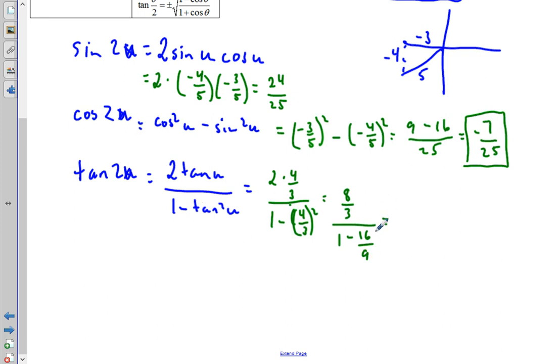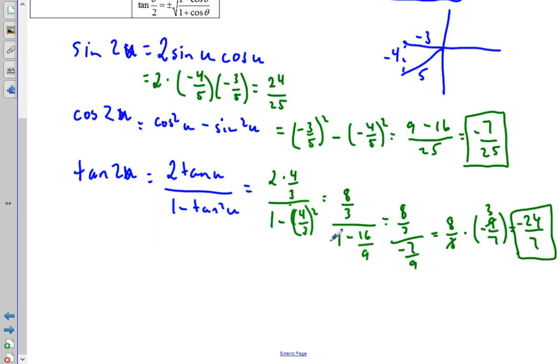And that can be simplified to 8/3 over negative 9 over 9 is going to be 7/9, which we know can be simplified to 8/3 times -9/7, which can be canceled out and turn into 3. So we have -24/7. Hopefully I did all my arithmetic and algebra right in that. Okay, 9 over 9. We have to get a common denominator, just so everyone knows how I get that. 9 over 9.